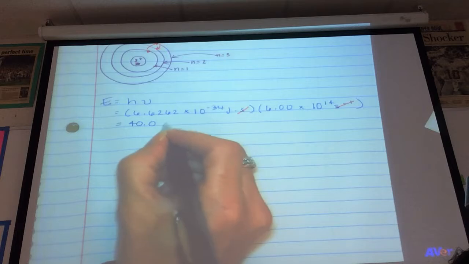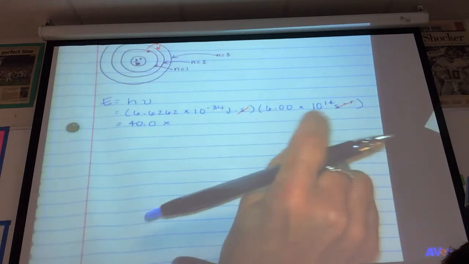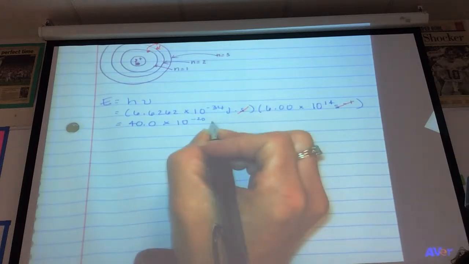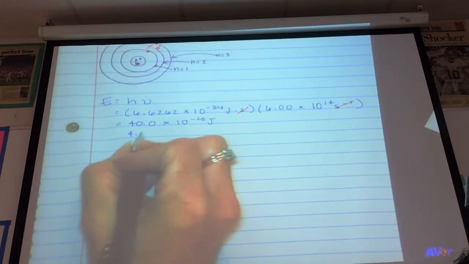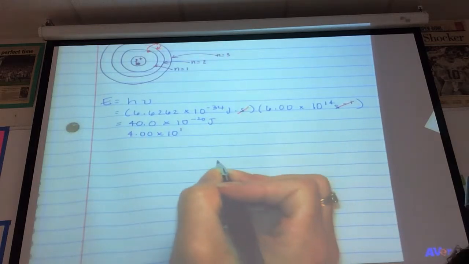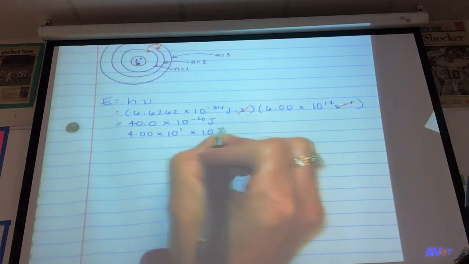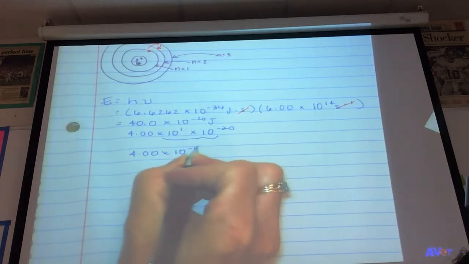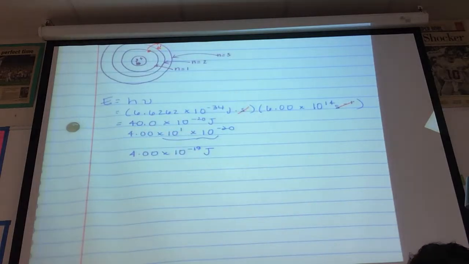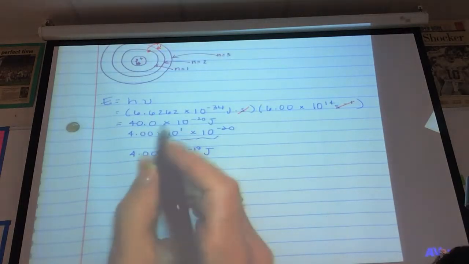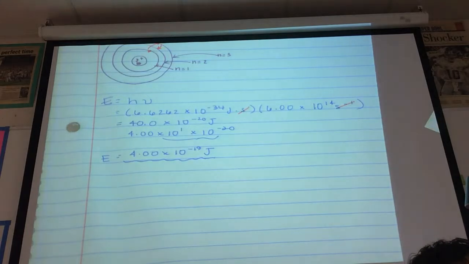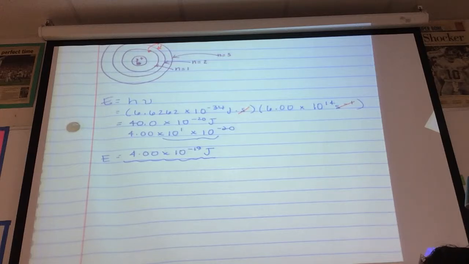Maintaining my sig figs. 10 to the negative 34 times 10 to the 14 is? Negative 20 is correct. You add the exponents when you multiply. And now this is 4.00 times 10 to the first. 4 times 10 is 40 times 10 to the negative 20. And now you can see 4.00 times 10 to the negative 19. And you don't have to show all those steps in multiple choice. Most of you can just do it in your head and let it rip. Until you get comfortable with it, you may want to do the steps out. Non-calculator based question. Not difficult. Got to know your math tricks, which you definitely learned back in middle school.